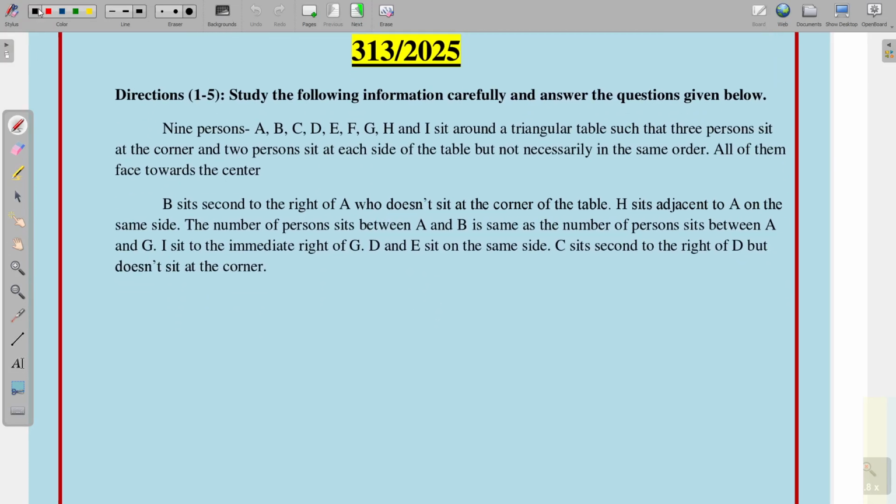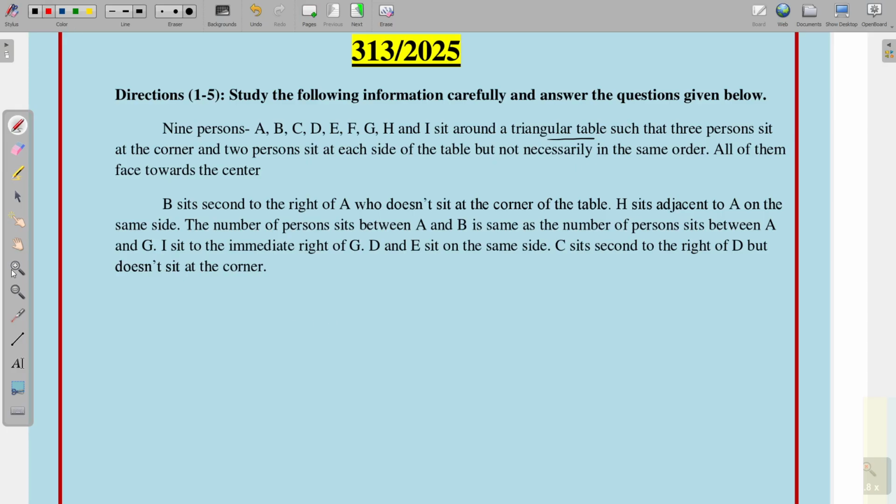Today we will discuss paper number 313, directions 1 to 5. Study the following information carefully and answer the given questions below. 9 persons A, B, C, D, E, F, G, H and I sit around a triangle table such that 3 persons sit at the corner, 2 persons sit at the east side of the table but not necessarily in the same order. All of them face towards the center.